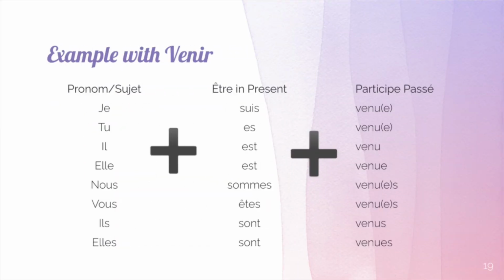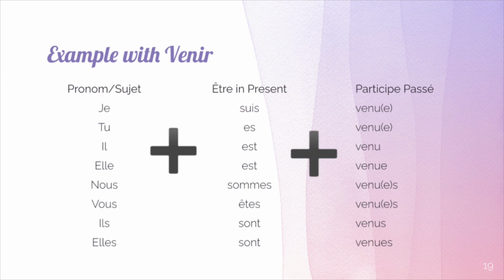Let's take a closer look at the example with venir. We start off with je suis venu without an accord since the subject is masculine. However, if the subject is feminine, we would add an E at the end. Same rule applies for tu es venu. Since the subject is masculine, there is no accord. However, if the subject is feminine, we would add an E at the end. Il est venu, there is no accord since the subject is masculine. Elle est venue, there is an accord, we add an E at the end since the subject is feminine.